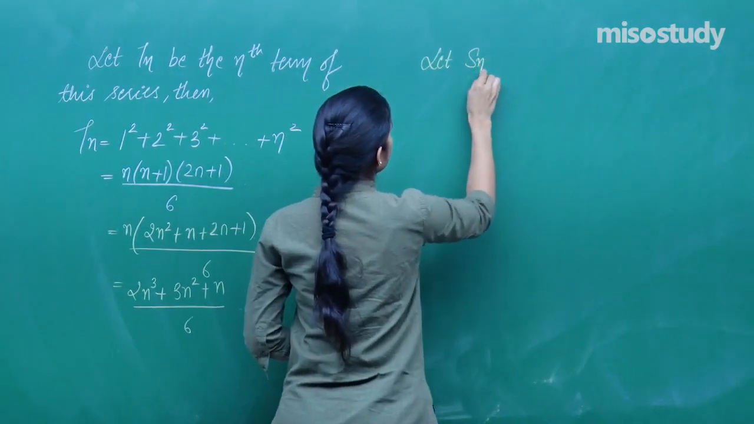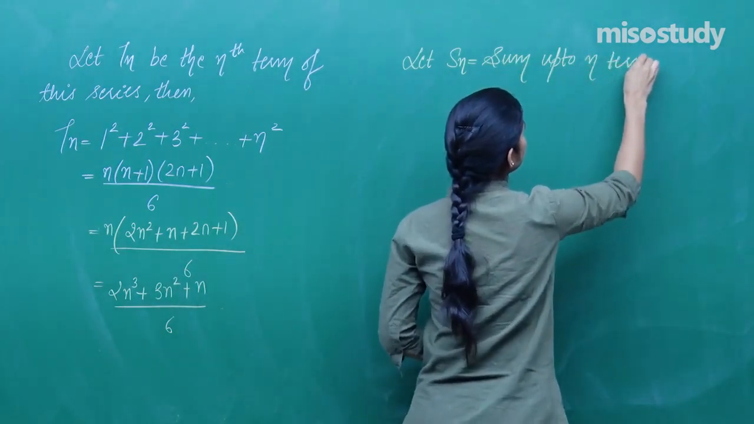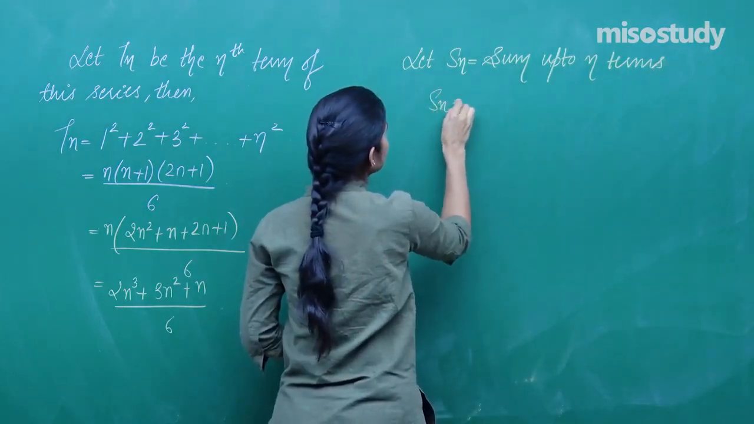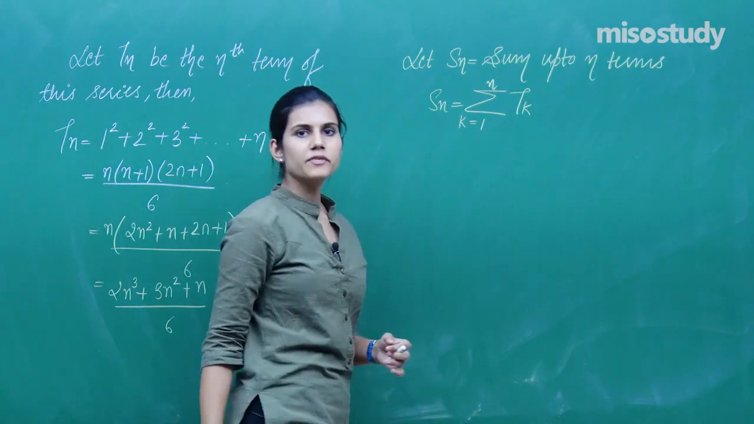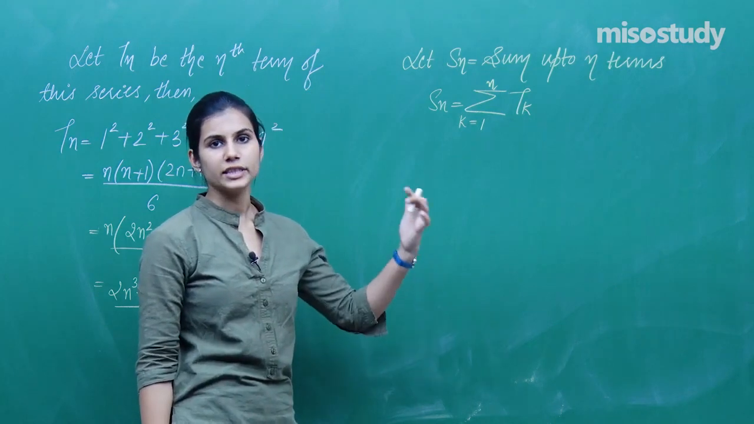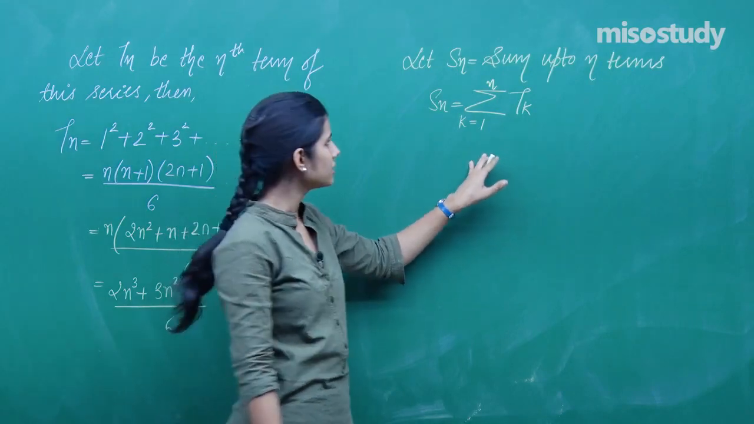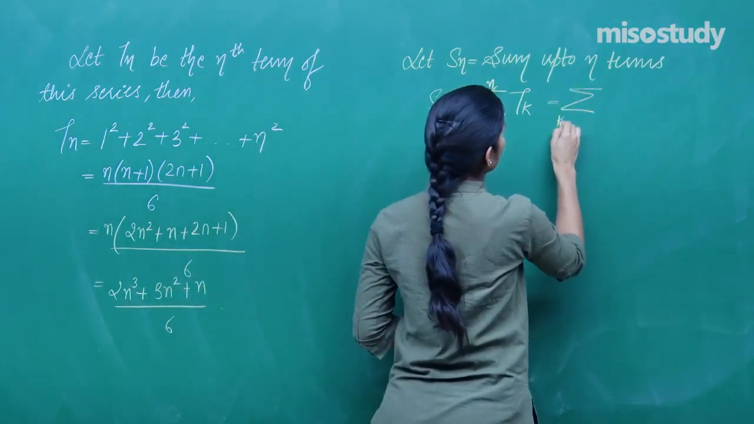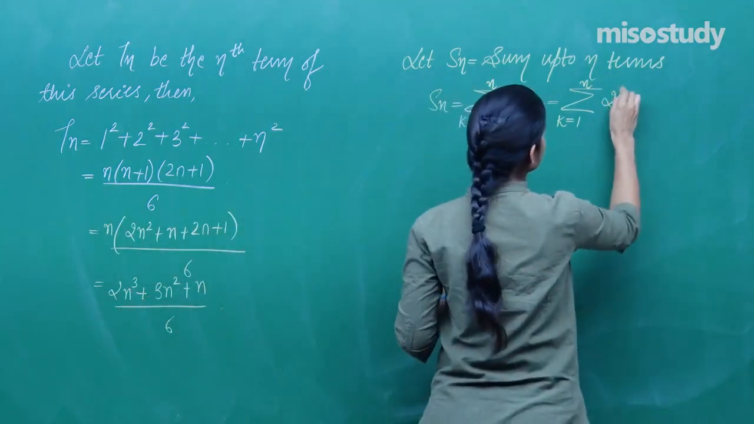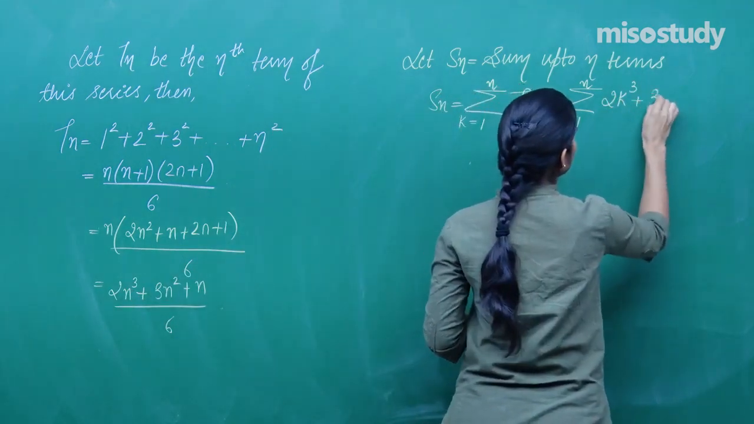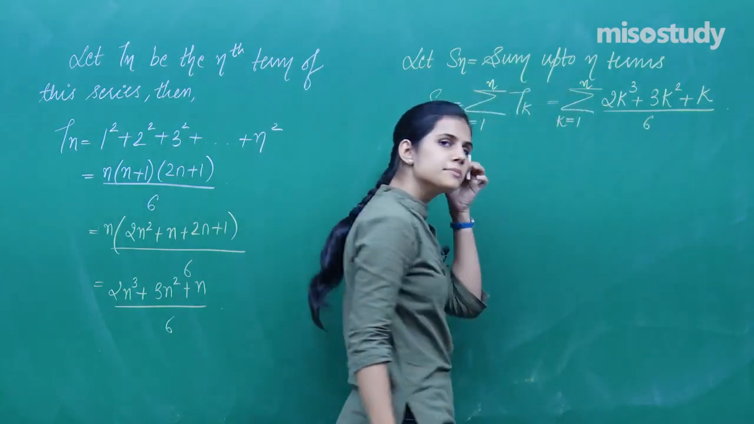Let Sn be equal to the sum up to n terms of this series. Then Sn is given by summation of Tk, k going from 1 to n. That means add the first term with the second, with the third, with the fourth, with the fifth, and so on with the nth. You obtain a sum known as Sn, and that is how you represent it in compact form with the help of summation. What is Tk? Tk will be 2k cube plus 3k square plus k, by 6. Right?